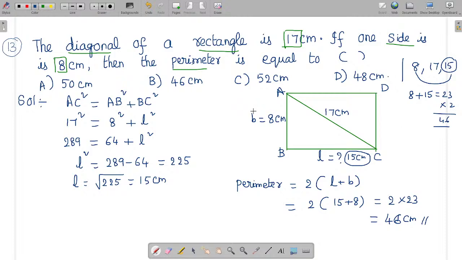8 and 15 are the two sides of a right angle triangle, whereas 17 is the diagonal of a right angle triangle. So that means 8 and 15 become the length and breadth. So 2 times length plus breadth, that is 2 times 15 plus 8, 2 into 23, 46 centimeters. It's very good. 46 is our answer. B is the right option.